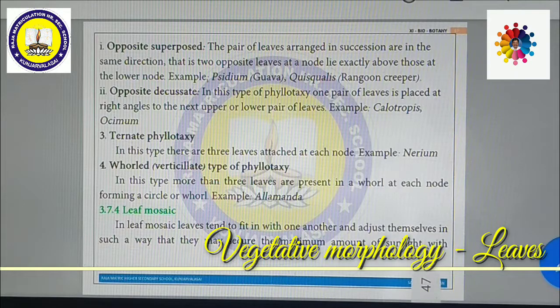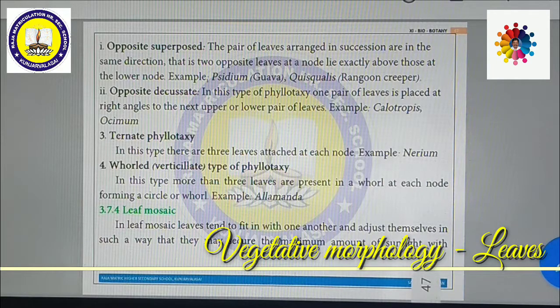Example, Psidium. Psidium means Goa, Paya. Similarly, Quisqualis, Rangoon creeper. So another opposite type of phyllotaxy is opposite decussate. In this type of phyllotaxy, one pair of leaves is placed at a right angle to the next upper or lower pair of leaves. Calotropis means Erukku. Ocimum, Tulasi. In the Tulsi plant, if you see, we can see this opposite decussate.